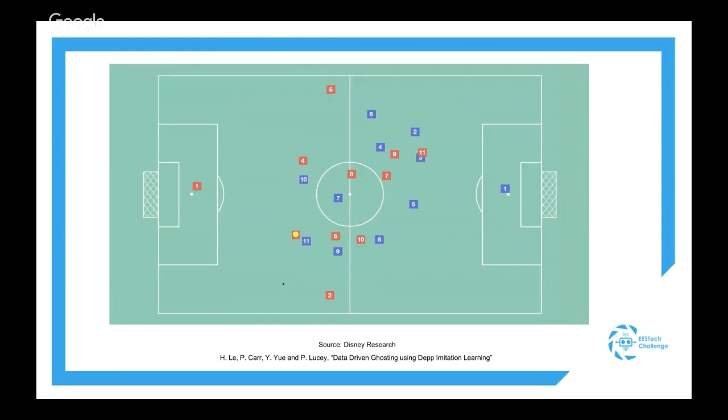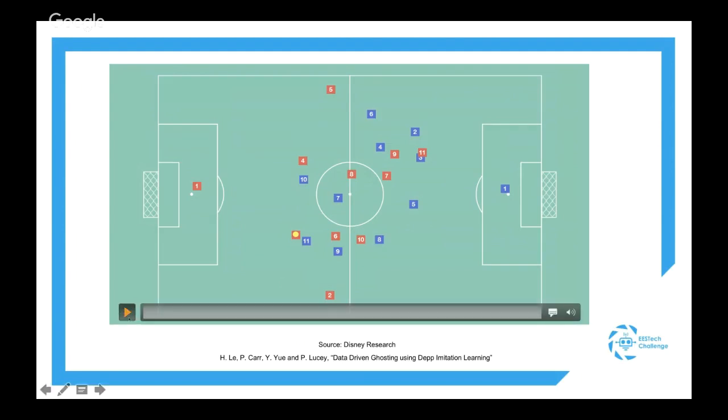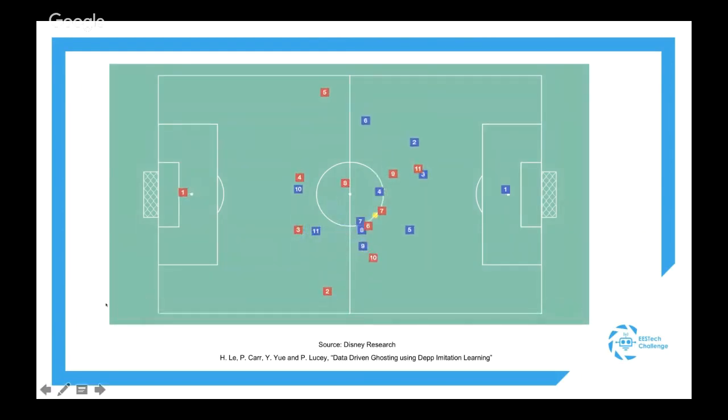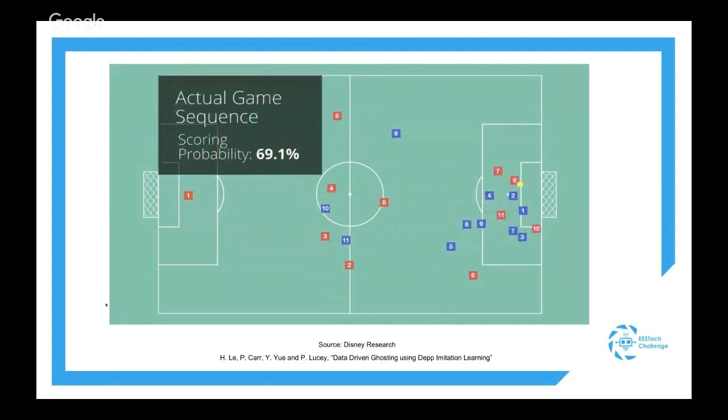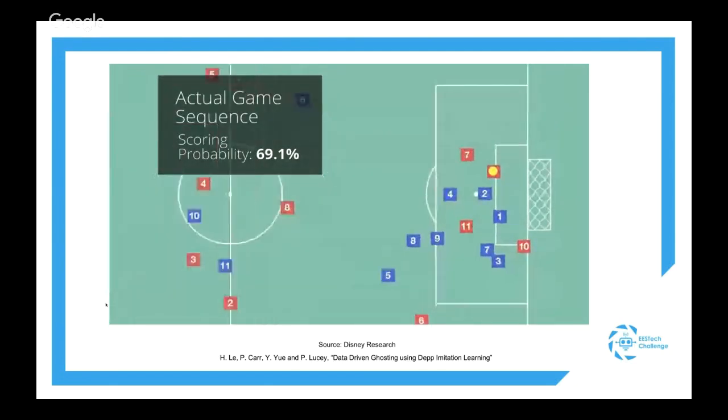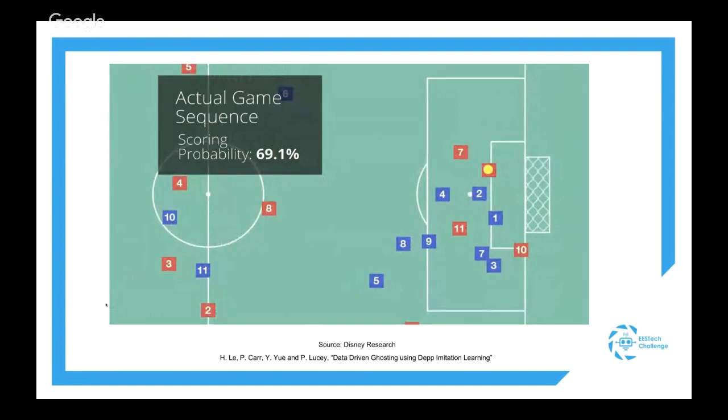So here's another example of this ghosting application, actually from Disney Research. You might be wondering why Disney is into sports. It's actually because they own ESPN, which is a major sports network in the US and maybe worldwide. What they did in this work is that they analyzed soccer possessions, I believe from the Premier League, and they were able to build a probability model of the probability that a possession will end up in a goal.